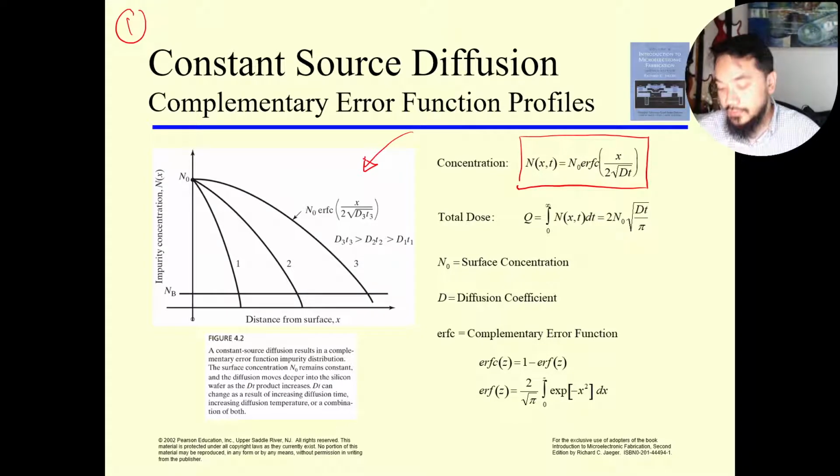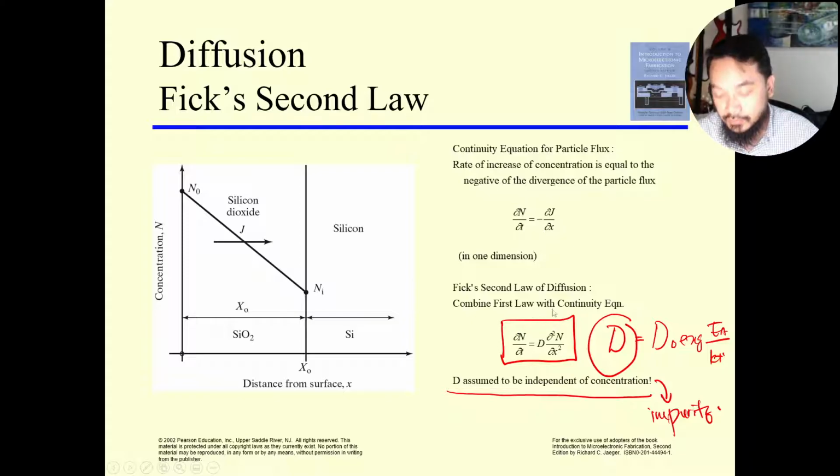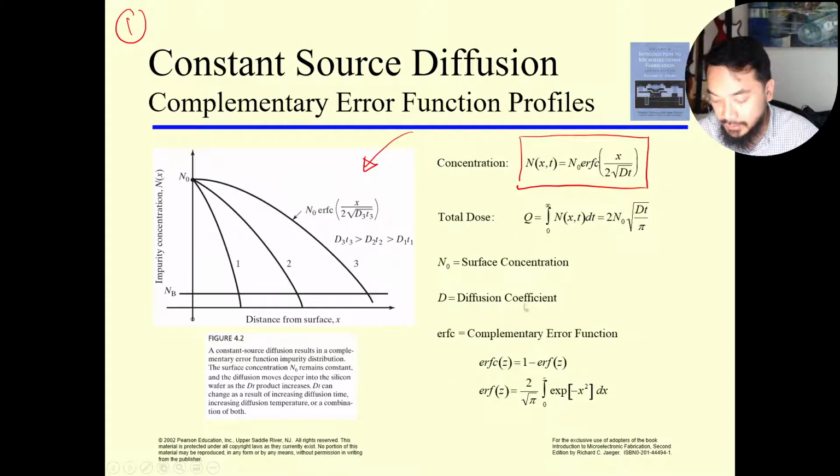So how do we get this equation? It is not shown here, but if you do partial differential equation, you can solve the equation before this one. You can solve this equation and get the first one here. So n as a function of x and t is equal to n naught.